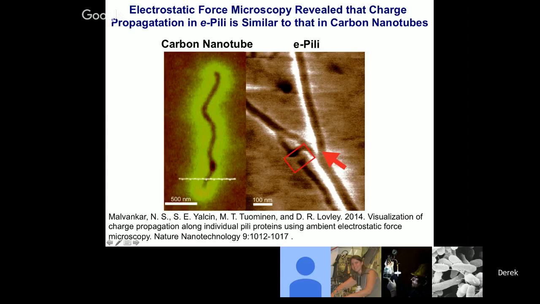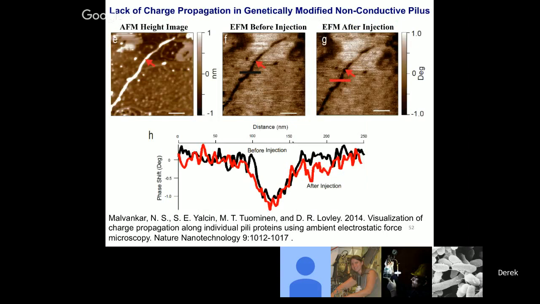In this case, there was another pili contacting the pili to which charge was injected, and charge also propagates along that pili. But here, where they purposely broke the pili, there's no charge propagation. So this is indicative, again, of an electron charge distribution similar to that in carbon nanotubes, and the charge densities are very comparable. So here's one of the controls that was done. For example, if you inject charge into that Aero5 pili, there's no charge propagation.